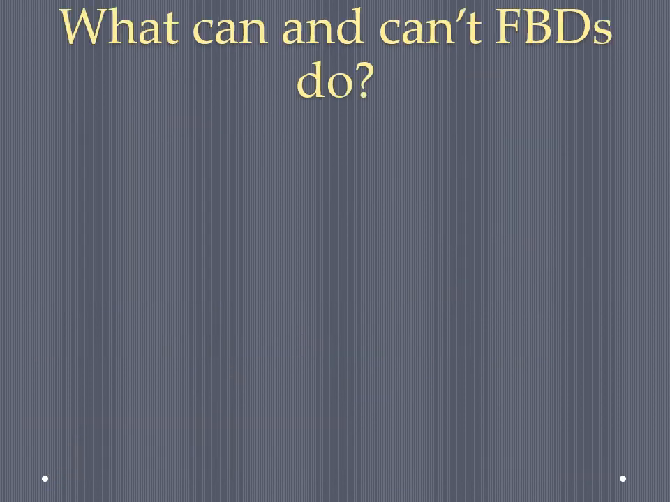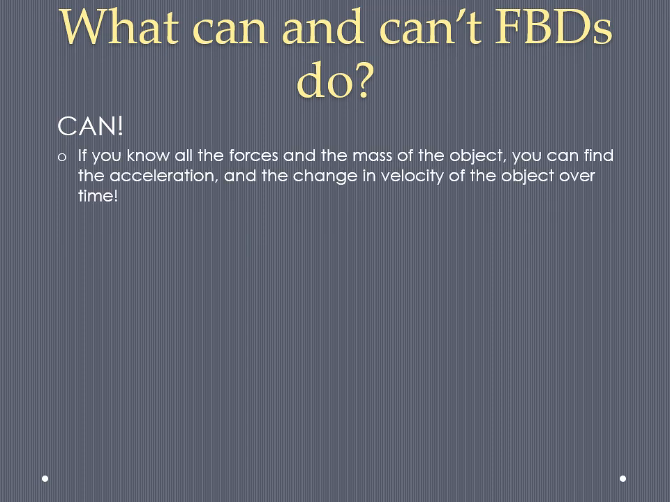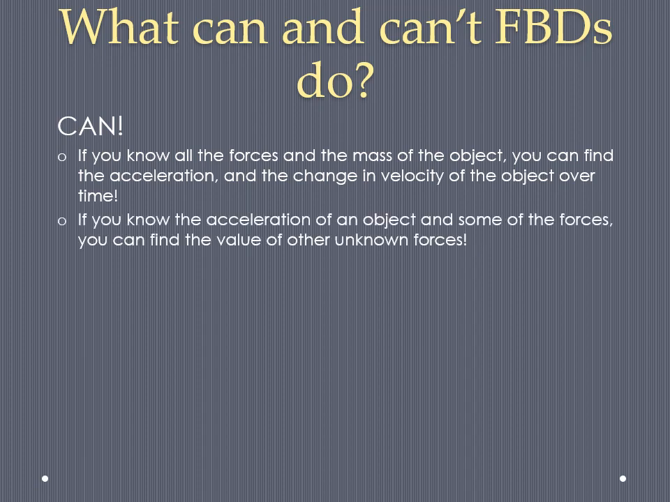So the last slide, I just want to talk about what we can do with free body diagrams and what we can't do with free body diagrams. This is kind of revisiting some of the common mistakes from the last couple slides. What we can do: if you know all the forces and the mass of the object, you can find the acceleration using Newton's second law and adding up all the forces that you see in the free body diagram. This also lets us figure out how much velocities of objects are going to be changing over time. Or, from the other end, if you know the acceleration of an object and you know some of the forces, this actually lets you determine the value of the other forces.